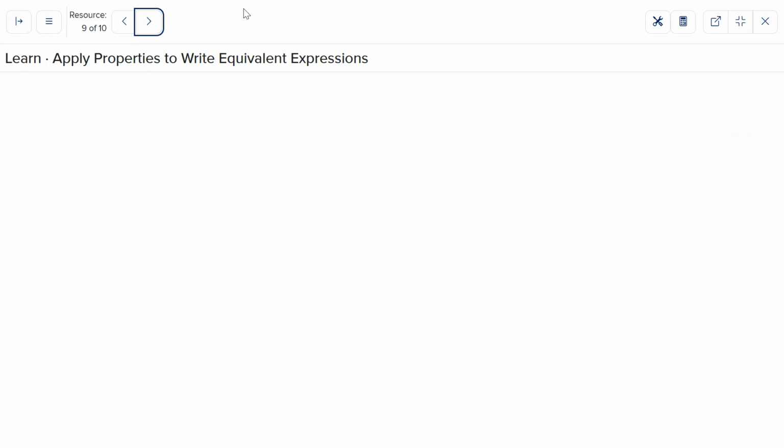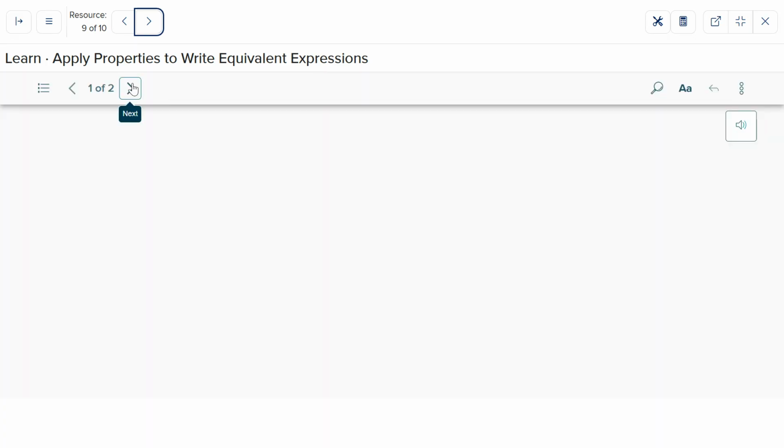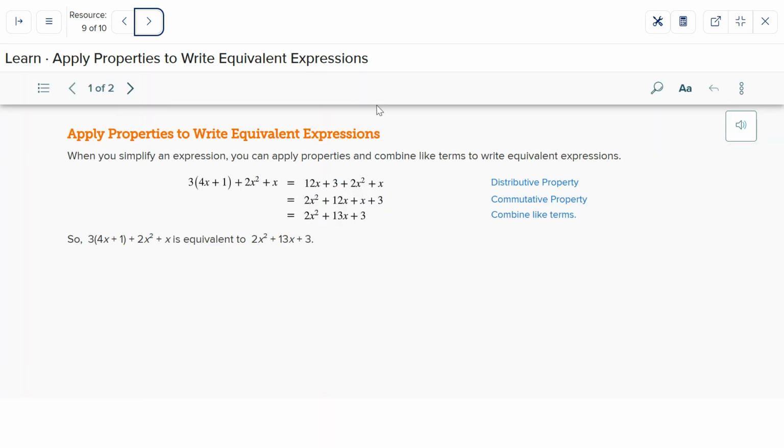All right, and then last one here. This is our last situation. We're going to apply properties to write equivalent expressions. So this is, instead of comparing them, we're just going to write them out. So when you simplify an expression, you can apply properties and combine like terms to write equivalent expressions.